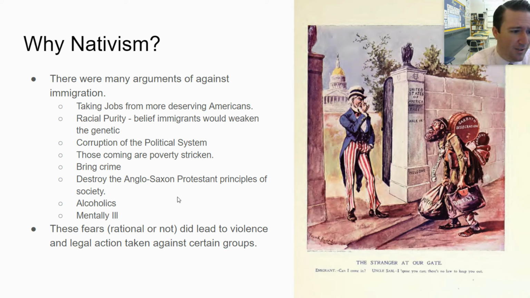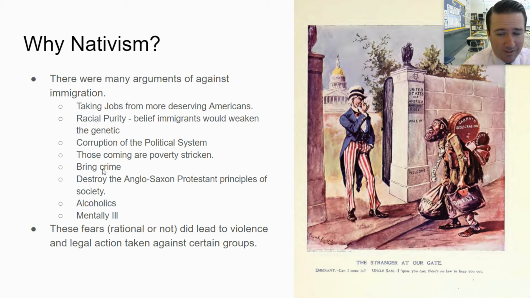They believed that they would destroy the Anglo-Saxon Protestant principles of the society and such. That goes back to when the Irish came here and they're Catholics. The viewpoint was that they would make us more of a Catholic country instead of a Protestant one. So that irrational fear was definitely something that hurt.